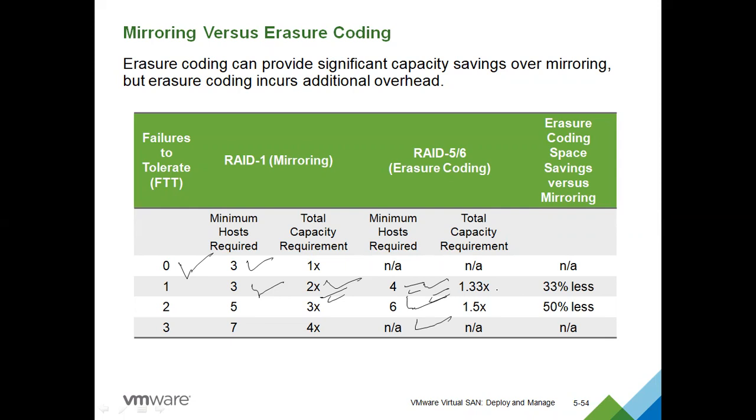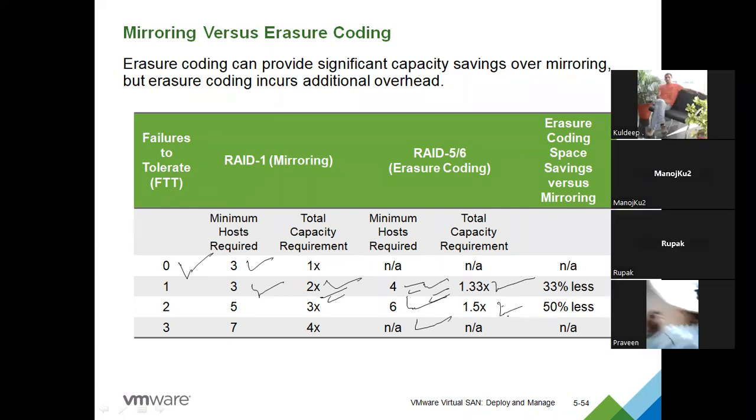If it is erasure coding RAID 5, it's going to take 1.33 times the space, and if it is erasure coding with RAID 6, it's going to take 1.5 times. Its simple meaning is, if we want FTT2, it is better to go with RAID 6 as compared to simply going with mirroring, because mirroring is going to consume 3 times the space, but here 1.5 times, right? The same thing you are achieving here. So it is better to go with erasure coding RAID 6.